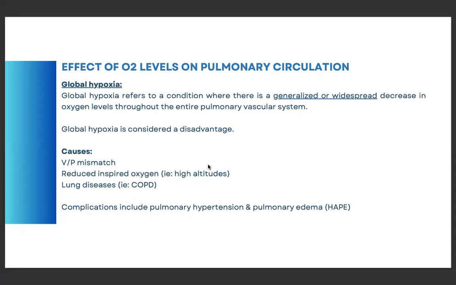So, global hypoxia is considered to be a disadvantage in contrast to hypoxic vasoconstriction, which is considered an advantage, and it's an efficiency and protective factor. Global hypoxia in pulmonary circulation can occur for various reasons, such as a ventilation perfusion mismatch. If there's an imbalance between the amount of air reaching the alveoli and the blood flow through the pulmonary capillaries, it can lead to inadequate oxygenation of the blood.